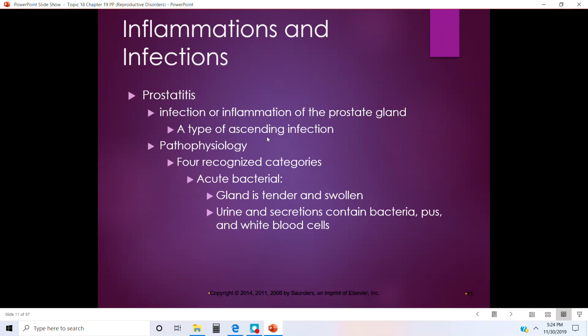So we can look at it as four different types of categories. The one that we're going to focus on mostly in this lesson is going to be known as acute bacterial, right? In this case, the gland is going to be tender and swollen from the infection. And even in the urine as well as the prostatic secretions, there'll be bacteria and pus and different types of white blood cells that are fighting off the infection.